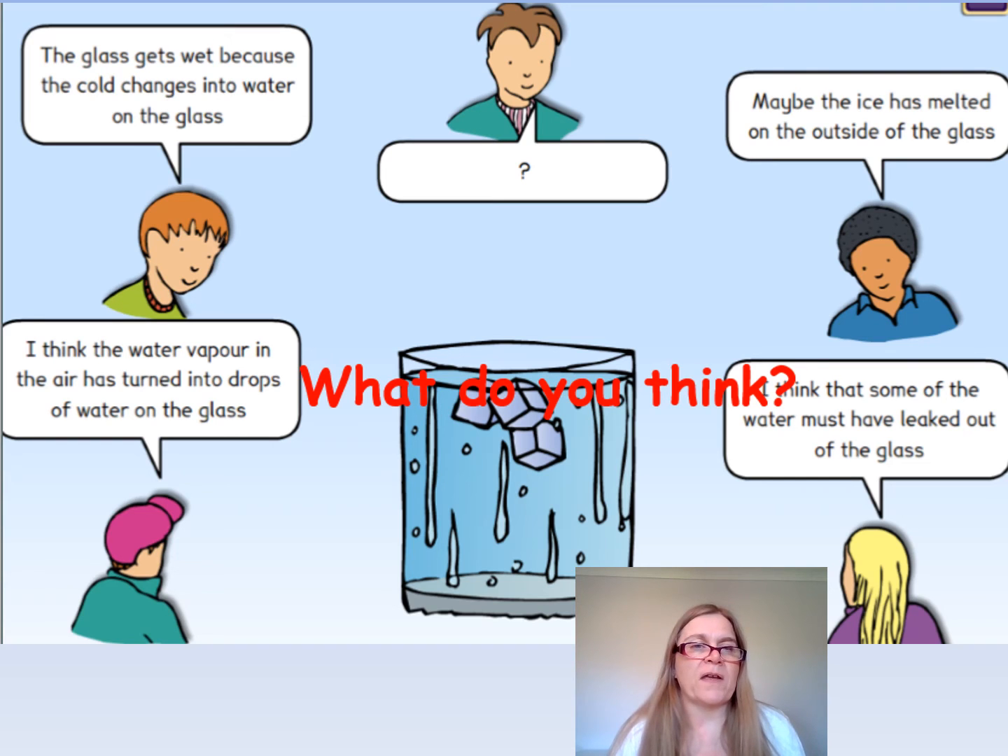So the boy at the top thinks the glass gets wet because the cold changes into water on the glass. The boy in the hat thinks, I think the water vapour in the air has turned into drops of water on the glass. The boy in the right-hand corner thinks, maybe the ice has melted on the outside of the glass. The girl at the bottom thinks that some of the water must have leaked out of the glass. But what do you think?